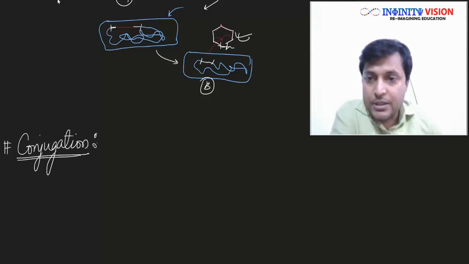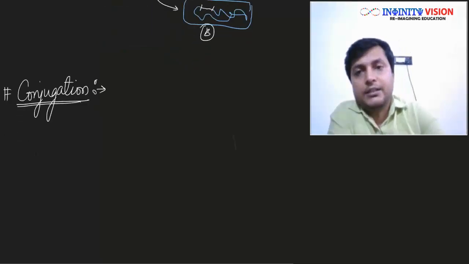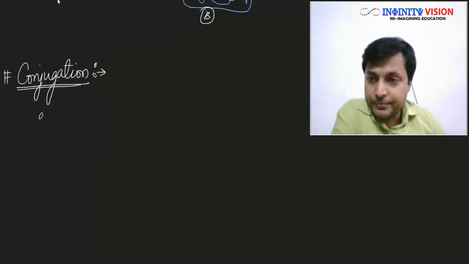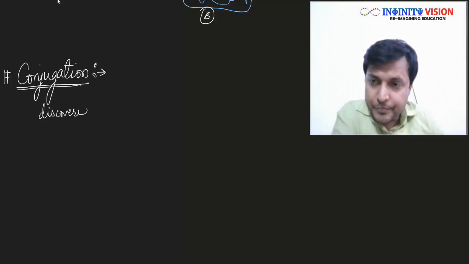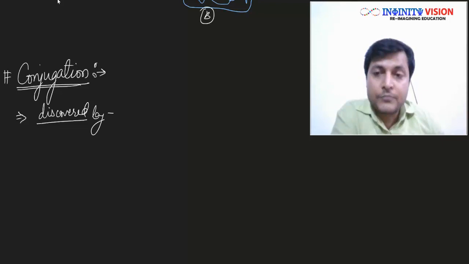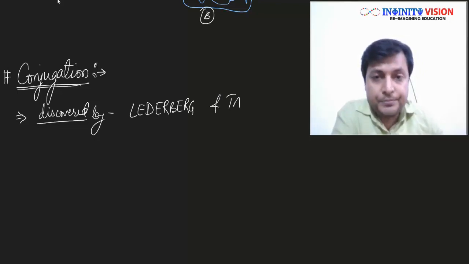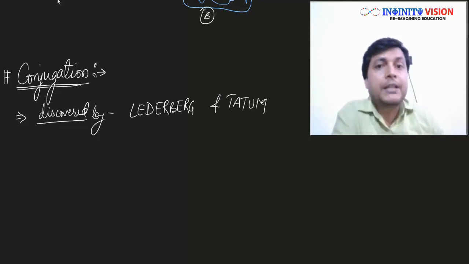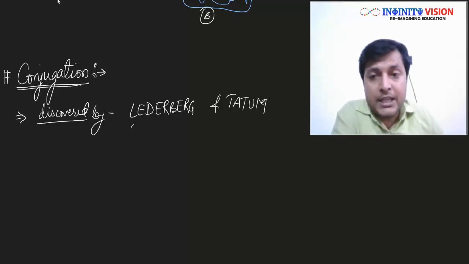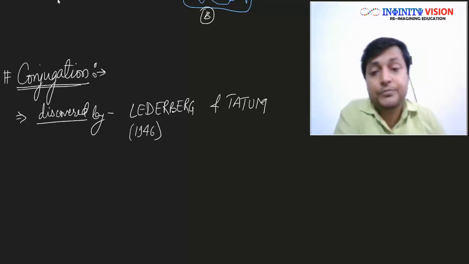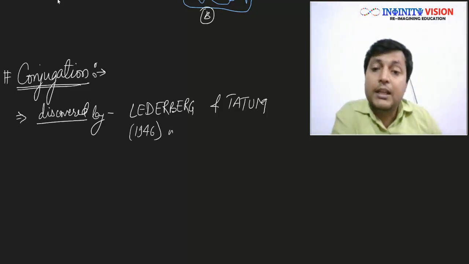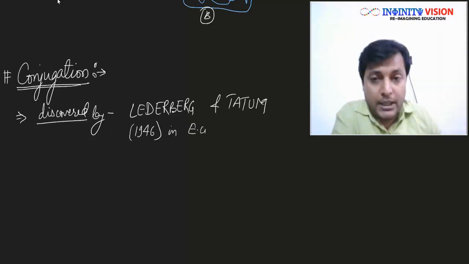Okay, let us see what is conjugation. Or before that, let us see who discovered it. First thing, who discovered it? So it was discovered by Lederberg. Okay, and Tatum. Lederberg and Tatum in 1946, a year before our independence, year of independence. Okay, in E. coli bacteria.